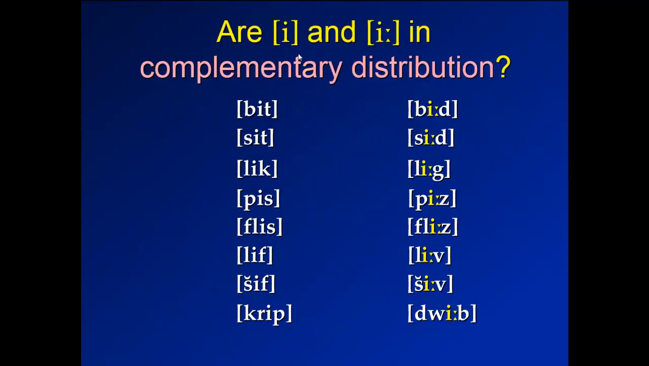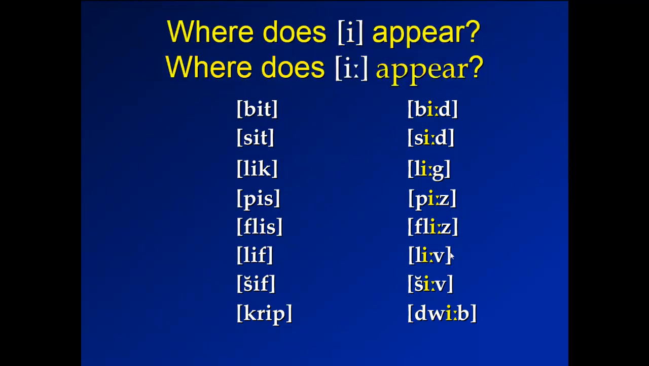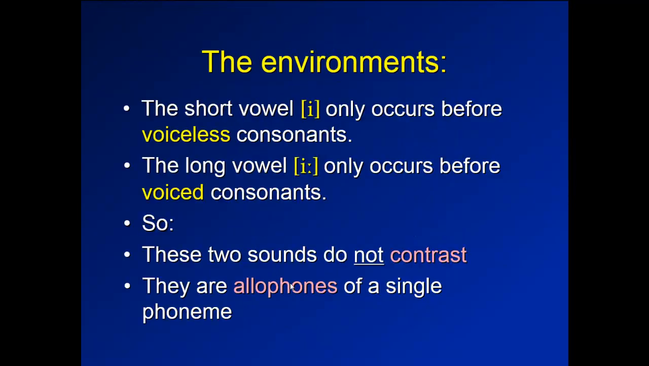Okay. Are E and E in complementary distribution? Of course, they are in complementary distribution because the context where we find one, we don't find the other. This one is always followed by voiceless sound. This one is always followed by voiced one. Same thing across all these words here. Okay. Now, where does E appear? Where does E appear? Same thing.